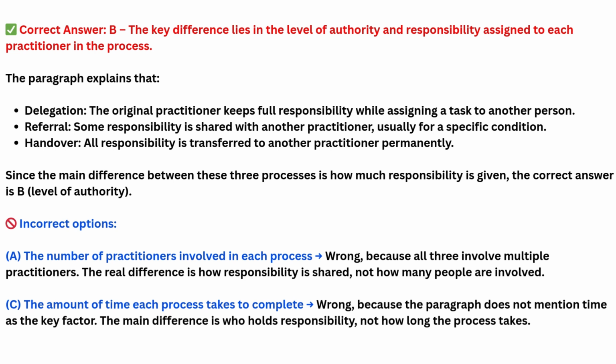Incorrect options. A, the number of practitioners involved in each process. Wrong, because all three involve multiple practitioners. The real difference is how responsibility is shared, not how many people are involved. C, the amount of time each process takes to complete. Wrong, because the paragraph does not mention time as the key factor. The main difference is who holds responsibility, not how long the process takes.